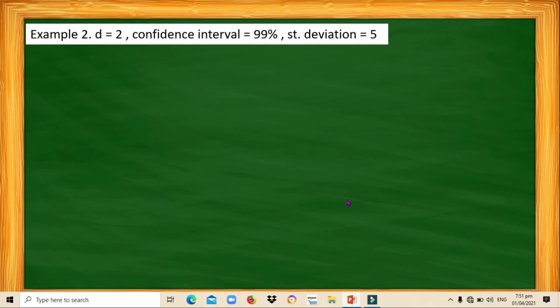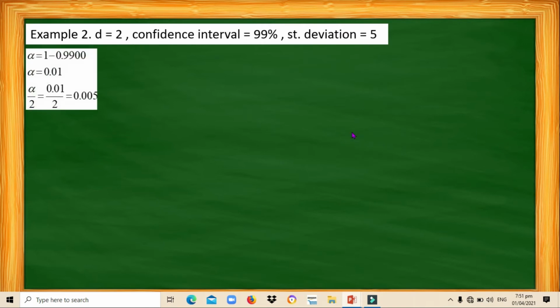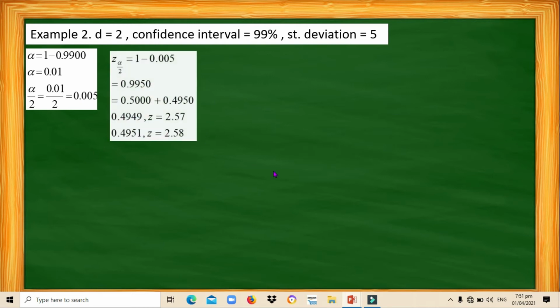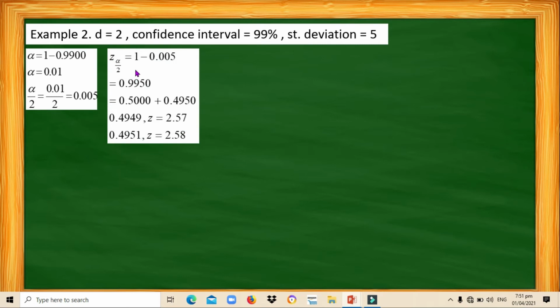Okay, we have example number 2. Our d is 2, confidence interval 99%, and the standard deviation is 5. So alpha equals 1 minus 0.9900, and alpha is 0.01. Then divide by 2 both sides, so alpha over 2 equals 0.005. Then 1 minus 0.005.